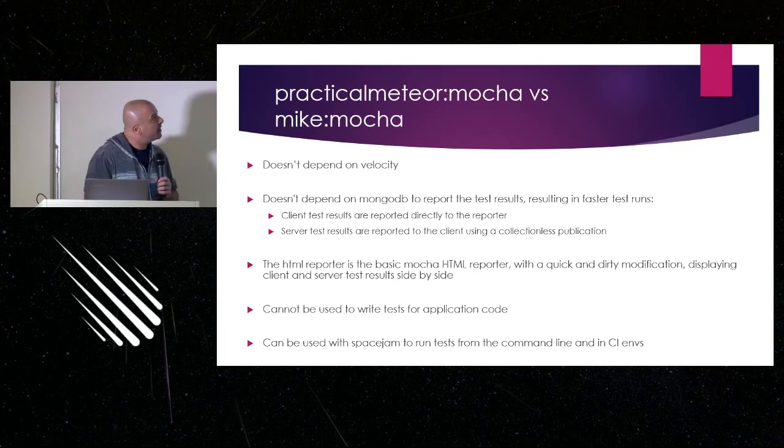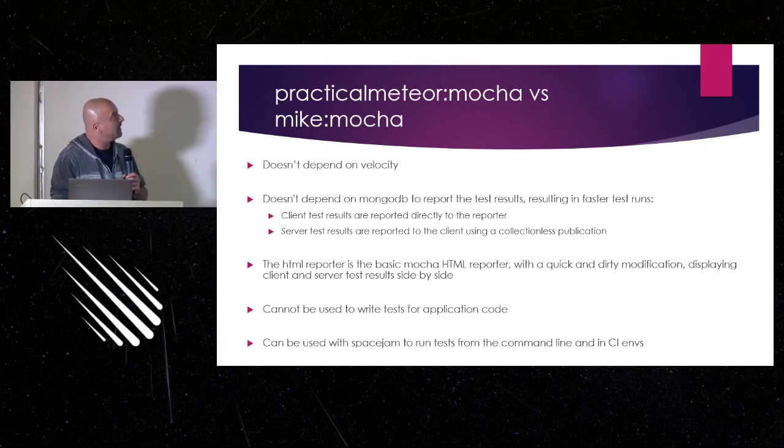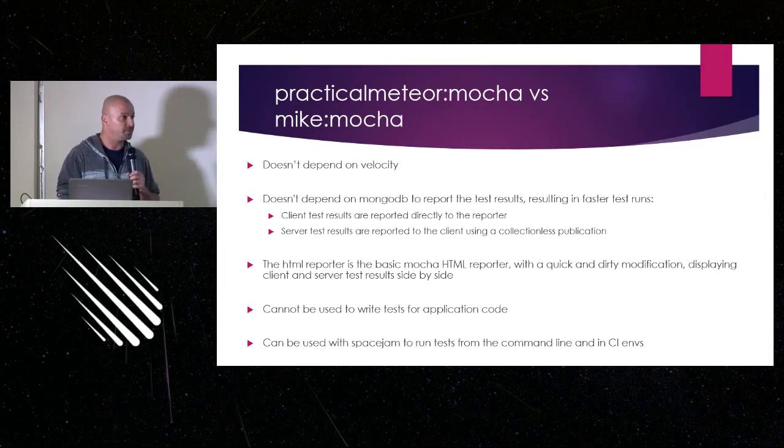What's the difference between Practical Meteor Mocha and Velocity's Mocha? So first of all, we don't depend on Velocity. The second thing is, unlike Velocity, where they store all of their test results in MongoDB, we don't use MongoDB to report the test results, which means the tests run much faster. Client test results are reported directly to the reporter. Server-side test results are published to the client using a collectionless publication.